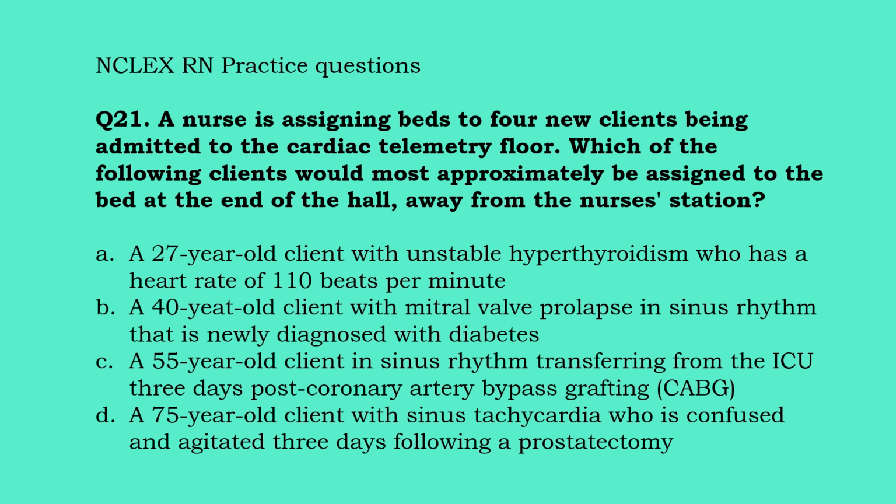A. A 27-year-old client with unstable hyperthyroidism who has a heart rate of 110 beats per minute. B. A 48-year-old client with mitral valve prolapse and sinus rhythm that is newly diagnosed with diabetes. C. A 55-year-old client in sinus rhythm transferring from the ICU 3 days post-coronary artery bypass grafting, CABG. D. A 75-year-old client with sinus tachycardia who is confused and agitated 3 days following a prostatectomy.